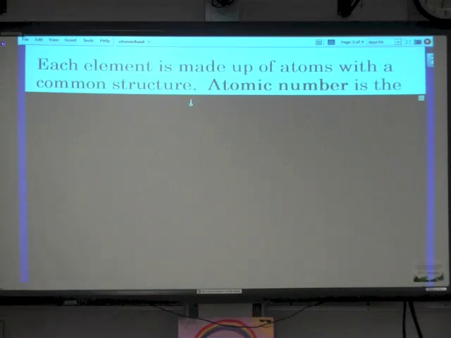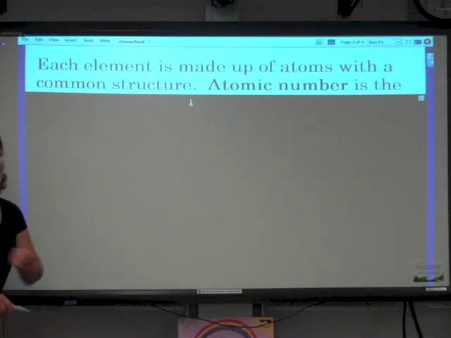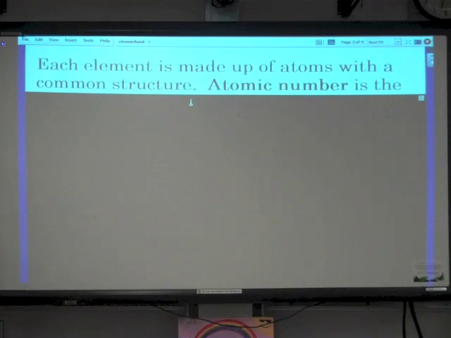So we know that all atoms have protons, neutrons, and electrons. So the atoms of all the elements have a common structure in that they've got a nucleus made of protons and neutrons, and they have electrons orbiting around that nucleus. But what makes one element different from another? Well, because the atoms are slightly different.